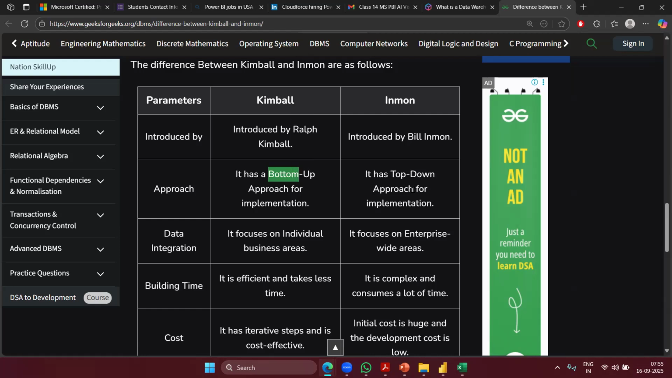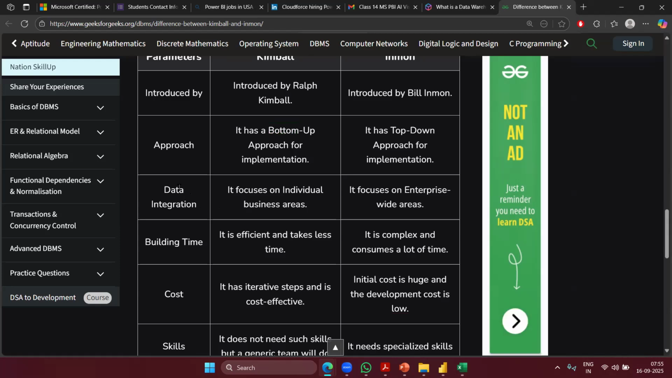Whereas Inmon is a top-down approach, right? We are asking everyone to come to the head office, or main branch, and start analyzing the things, and we start building the solution at the enterprise level, right? And once the solution is built, then we are going to give the copies. Same thing, data integration, where it comes. It focuses on individual business areas, right? And it focuses on the wide area, enterprise area, because at enterprise level, we are checking.